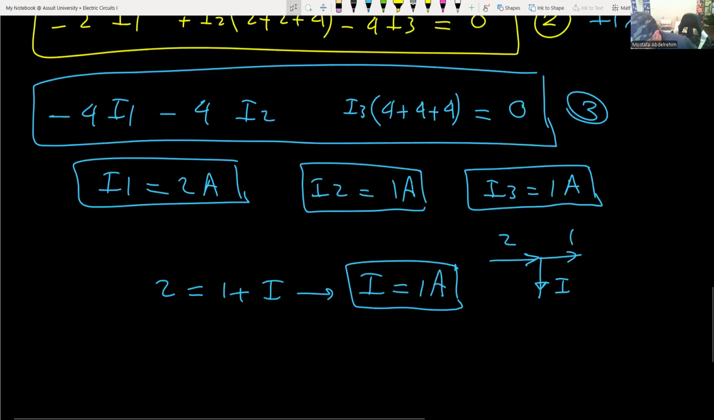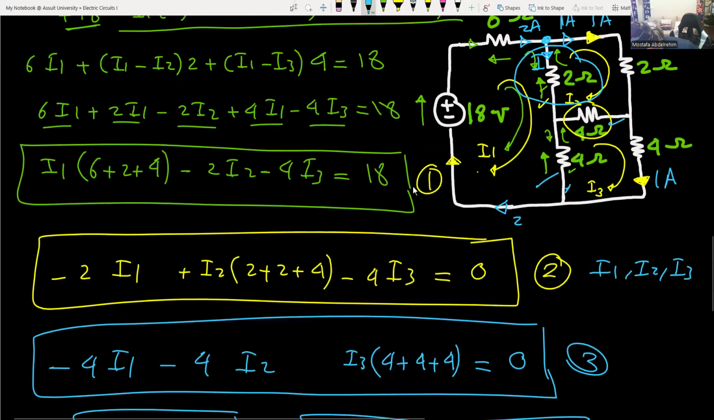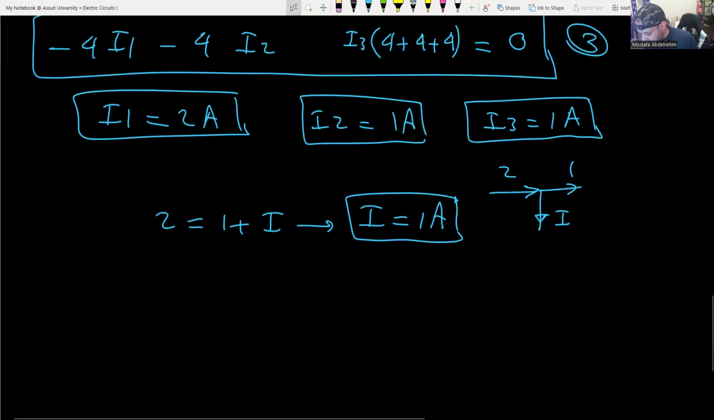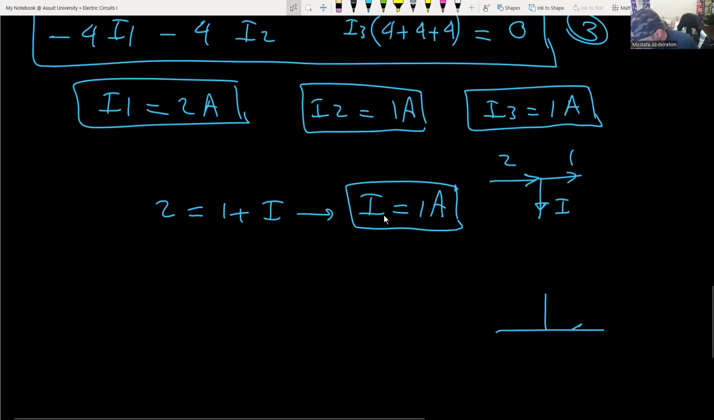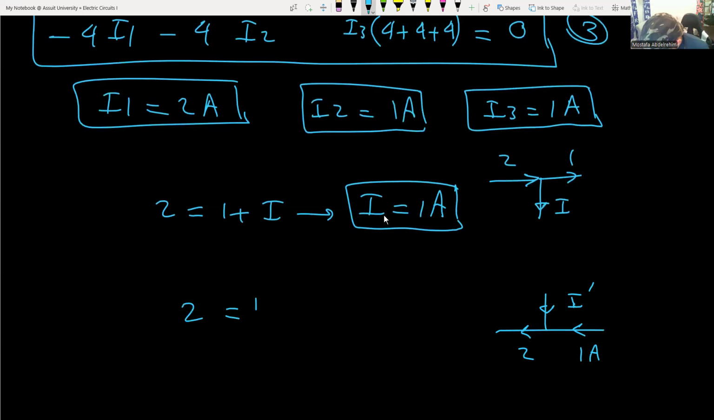Finally, let's calculate also the current flowing here. Let's call it I dash. So you have 1 ampere going in, I dash going in, and 2 going out. What is going out, which is 2, is equal to what is going in, I dash plus 1. So again, I dash is equal to 1 ampere.